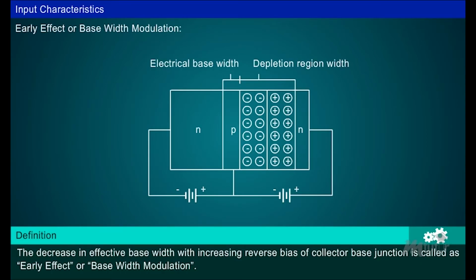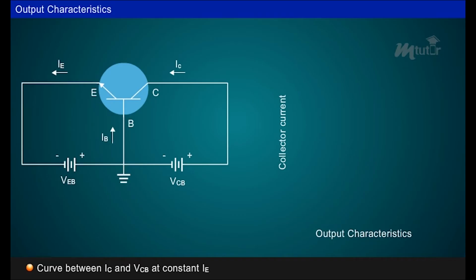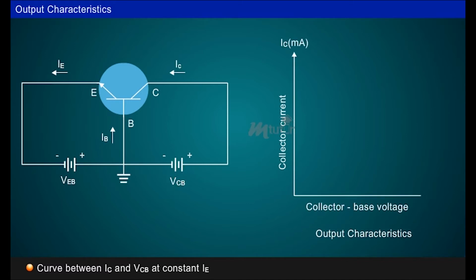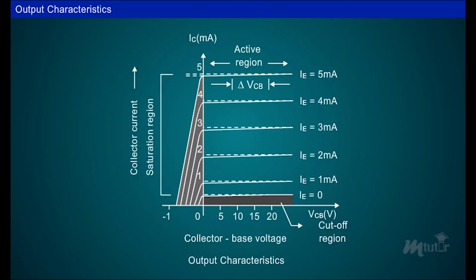Early effect or base width modulation. The decrease in effective base width with increasing reverse bias of collector base junction is called early effect or base width modulation. Output characteristics is the curve between collector current IC and collector base voltage VCB at constant emitter current IE. The output characteristics have active, cutoff, and saturation regions.